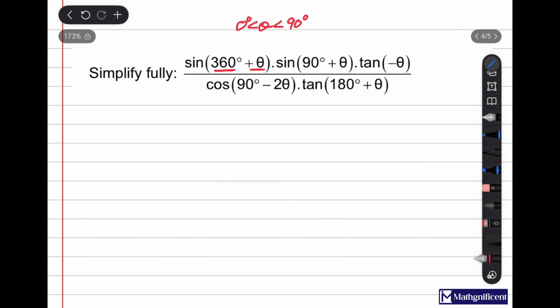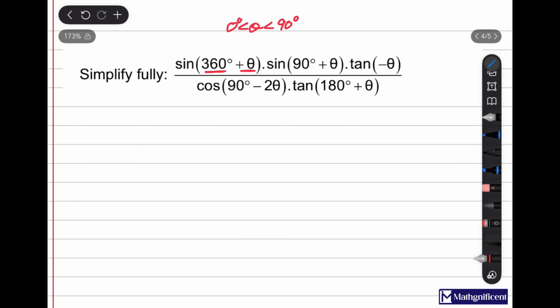Where is this going to land you? If that angle has to be between 0 and 90 degrees, this is going to land you on the first quadrant. So now you ask yourself, how is sine on the first quadrant? Sine is positive on the first quadrant, because all of the trig ratios are positive on the first quadrant.